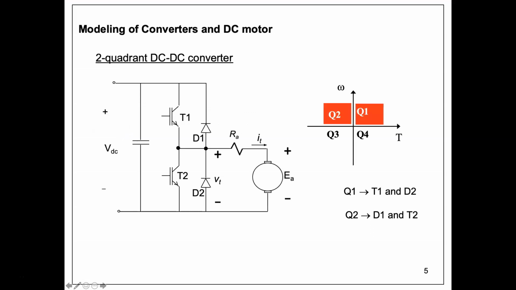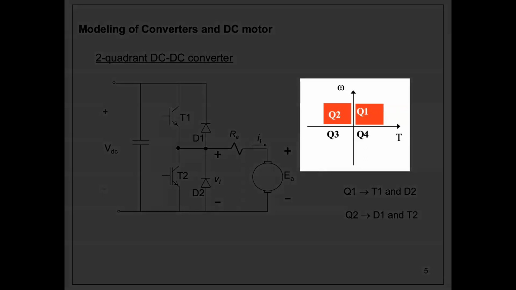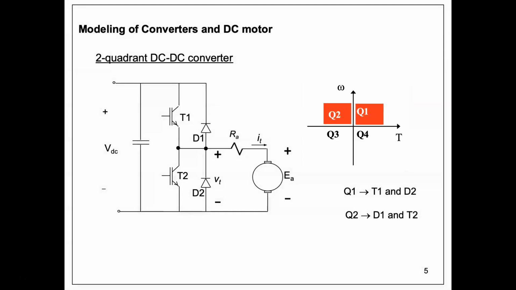First, let's consider a two-quadrant DC-DC converter. The quadrant of operation for a motor is characterized by its speed versus torque graph as shown here. For a converter, the quadrant of operation is characterized by its average voltage and average current, which means that for a two-quadrant converter, the average voltage Vt cannot become negative. However, the average current can reverse its direction and become negative.